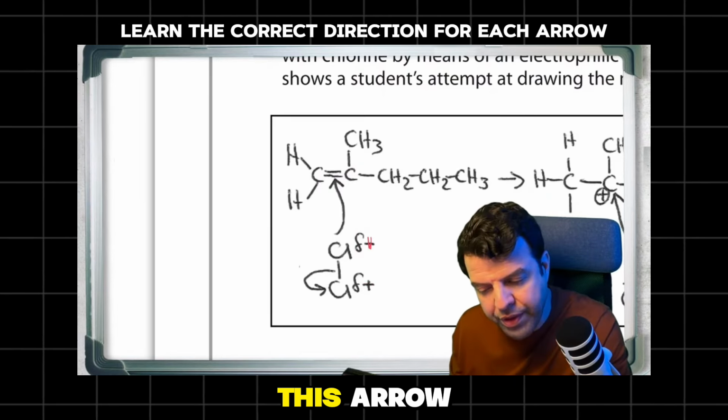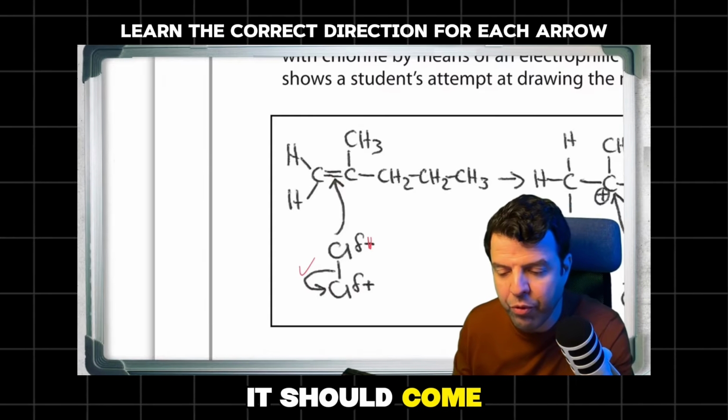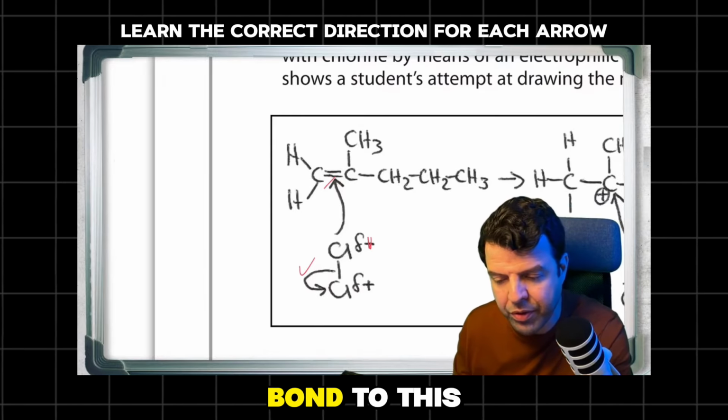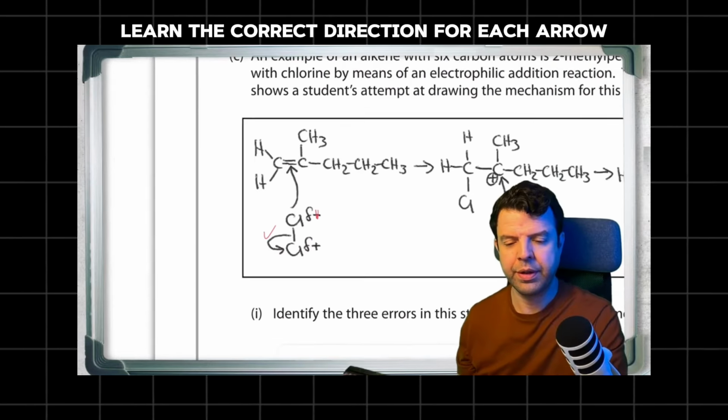There's nothing wrong with this arrow, but this arrow should be flipped. It should come from the pi bond to this atom. So these are two errors.